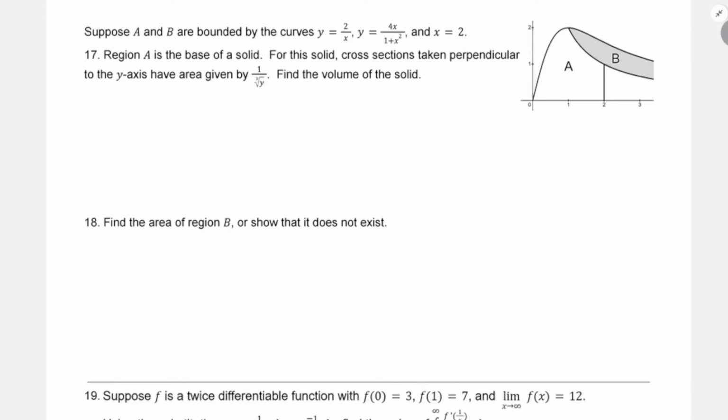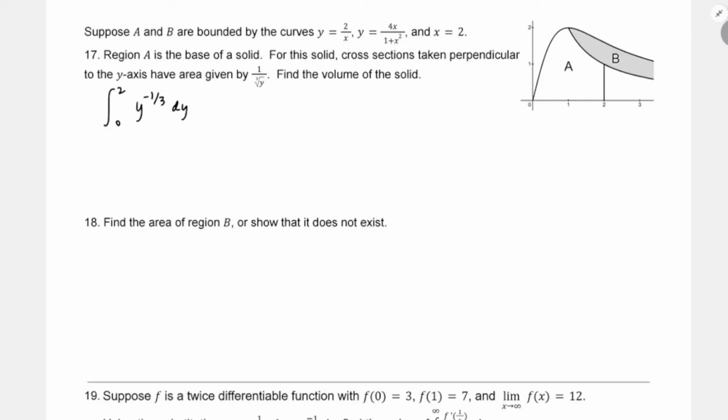So if we're taking cross sections perpendicular to the y-axis and they're just giving me the area formula, I need to just believe them. So that's going to be the integral of y to the negative 1/3 dy, y going from 0 to 2. Okay, this is an improper integral, and I don't think you'd necessarily be expected to recognize that.